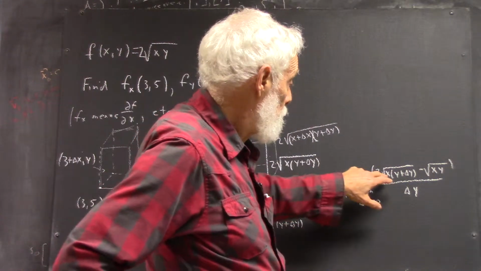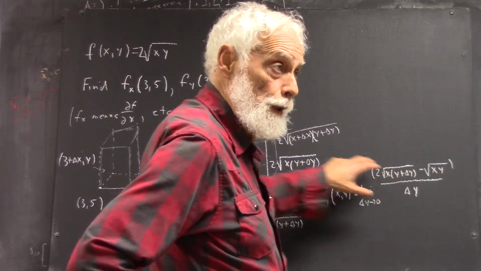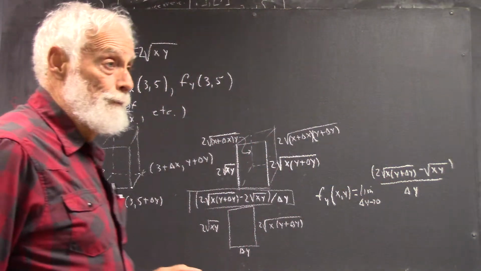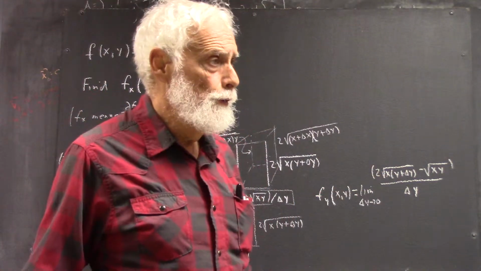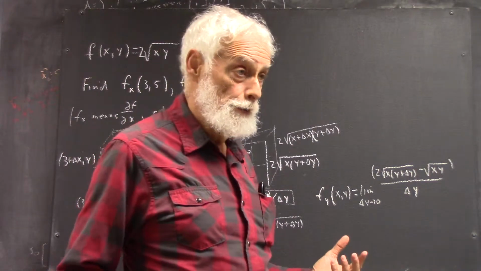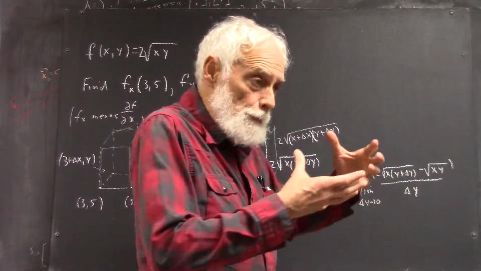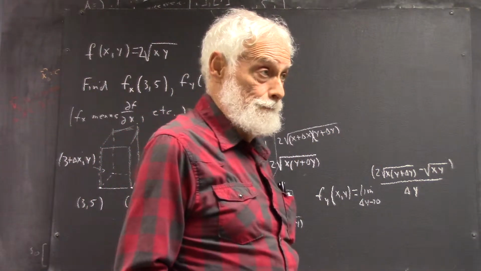Now at any point I could plug in 3 for x and 5 for y and answer the specific question, but I recommend that we just leave it as x and y until we do the algebra so we see how everything relates. And then at the end we're going to plug in the 3 and the 5. Okay?